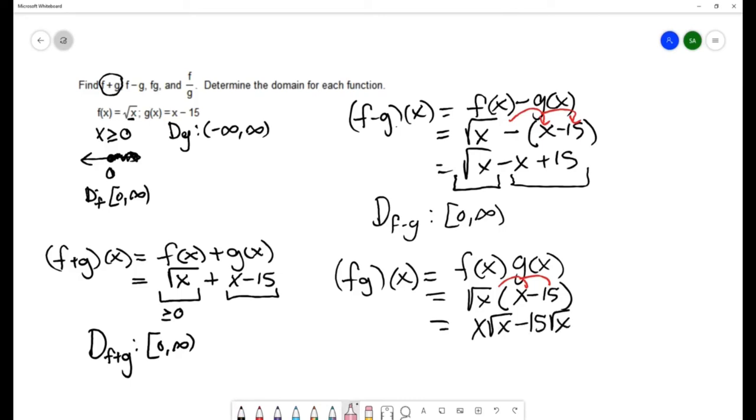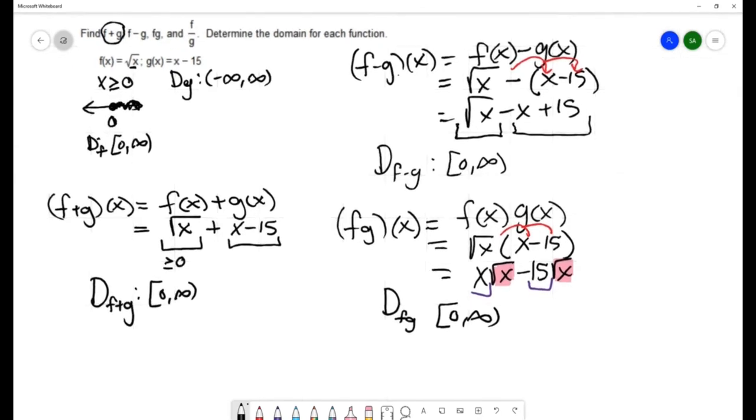This radical is restricted. The x and the 15 are not, but since one piece is restricted, the function is restricted. So the domain of f times g will be from 0 to infinity. So we've got one more to go.